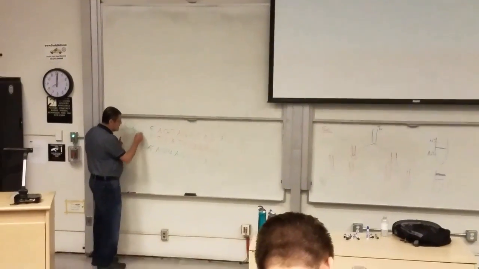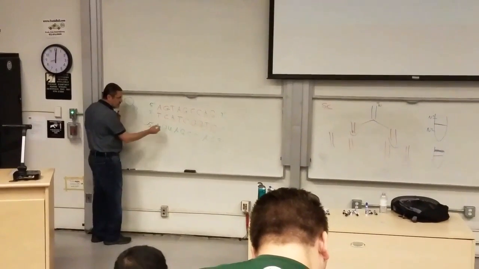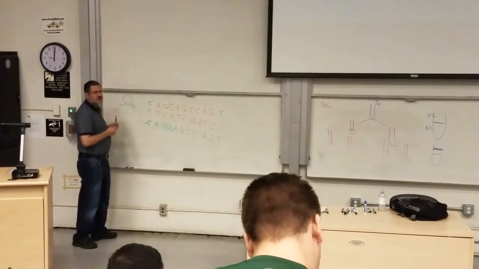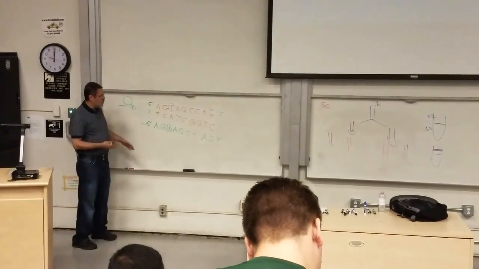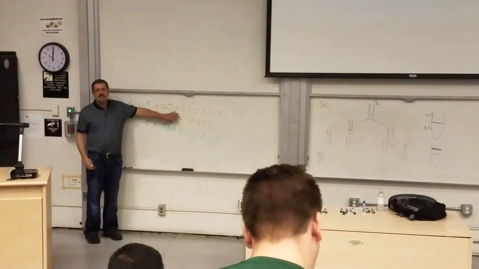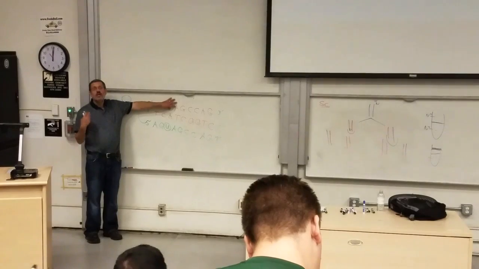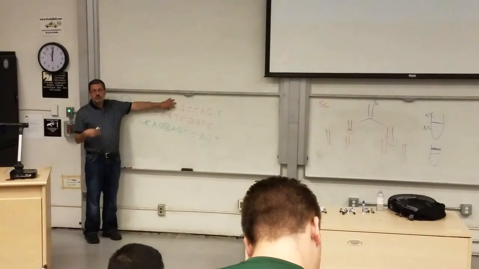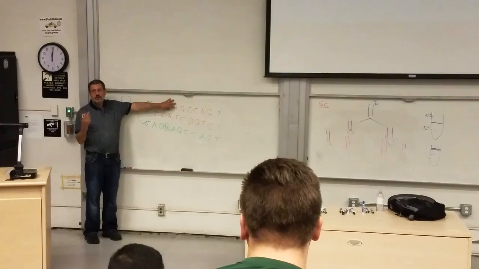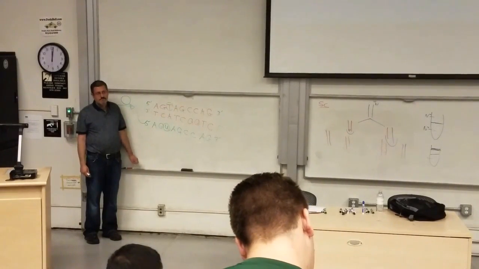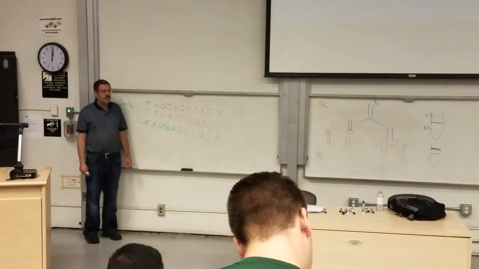So notice this and this are exactly the same. The only difference is that you have a U here versus a T there. So what do we call the bottom strand? Template. What do we call the top strand? Non-template. But it's also called what? Coding, because it codes for the mRNA. It's exactly the same.